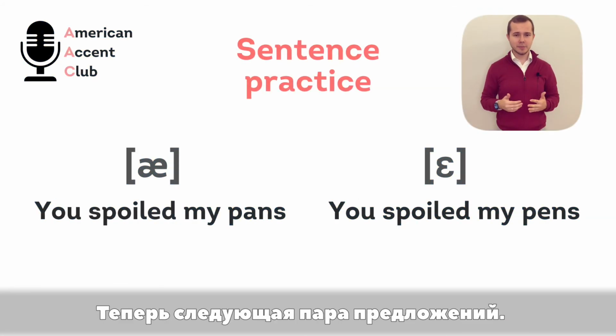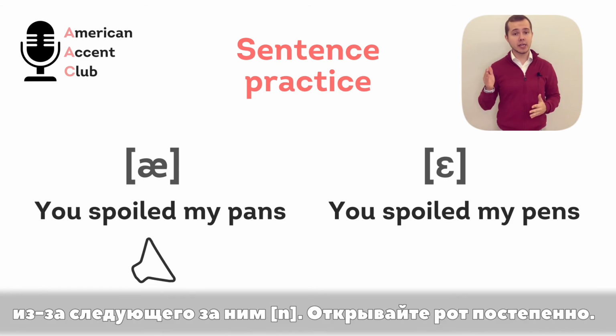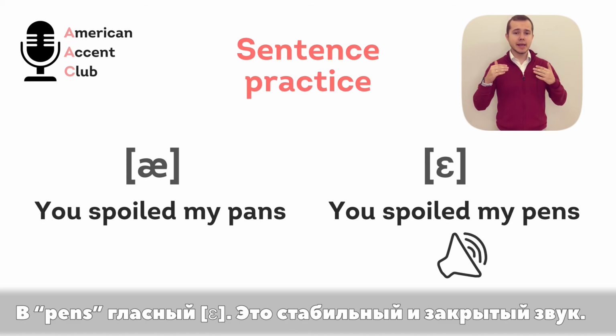Okay, let's read another pair. You spoiled my pans. When you say the word pans, remember that this is a, but it's not a regular one. It's the unstable a because of the following n. Pans. Open it gradually. Pans. You spoiled my pans. You spoiled my pens. Pens. This word has e.